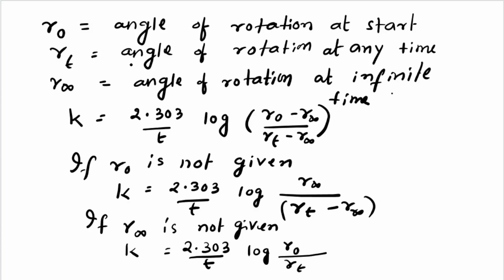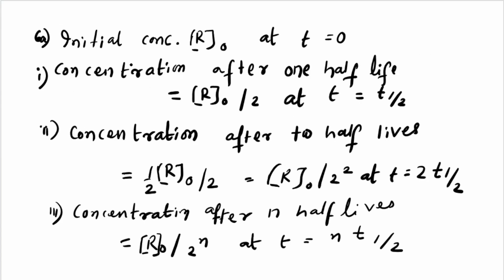K equals 2.303 by t log R0 by R infinity, or R0 by Rt when R infinity is not given. So what is the equation you should know when it is not given? The initial concentration is R0 at time t0. Concentration after one half-life period: one half-life means R0 divided by 2.